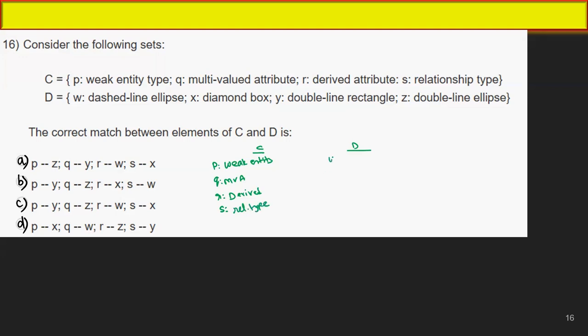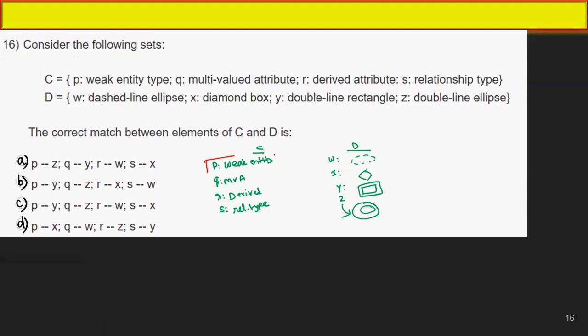Relationship type. And this is W, X, Y, and Z. So W is a dashed line ellipse. Dashed line ellipse means this symbol. Put the symbol here. X means diamond box. Y means double rectangle. This is a double line ellipse, that is Z. Correct? Put the diagram. Now you perform the match.